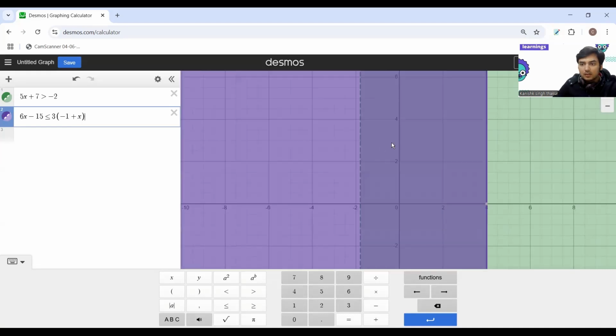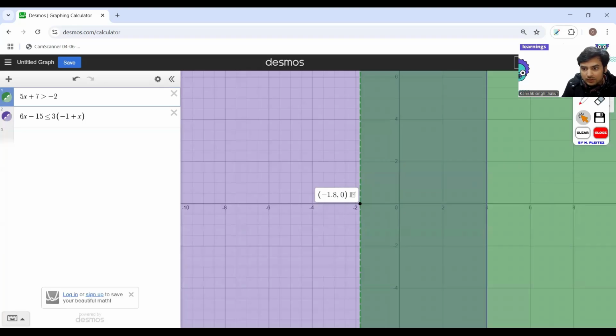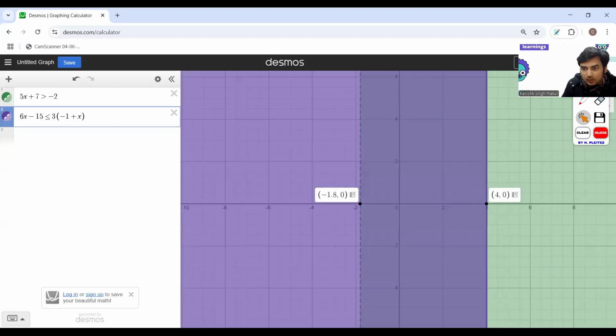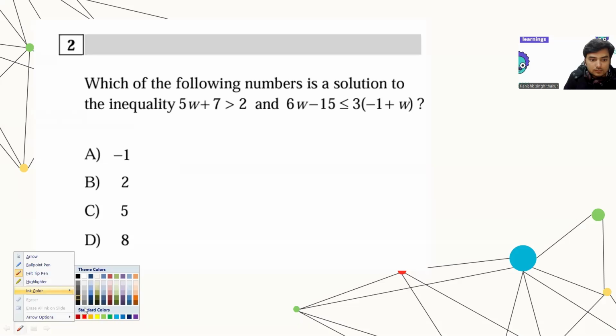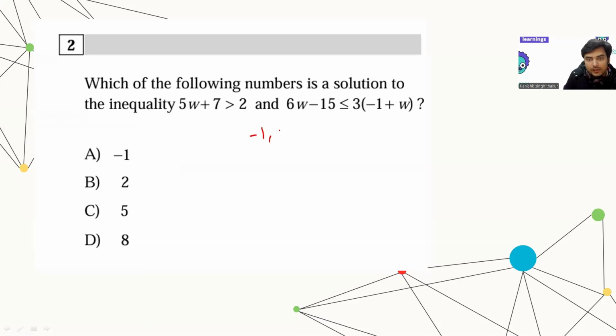Now you can see here, they both are intersecting. Where are they intersecting? At these points. What are these points? Let me check. This point is minus 1.8 comma 0 and 4 comma 0. So minus 1.8 till 4. This would be my answer. One I'll include, one I'll not include.